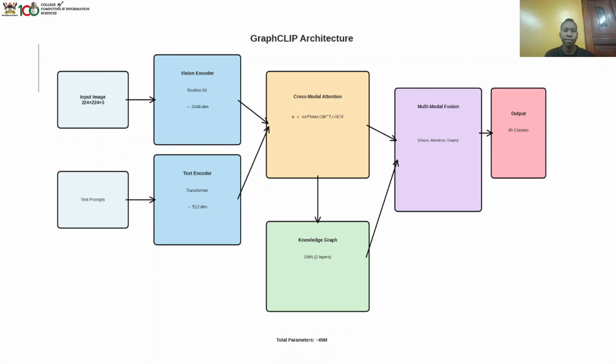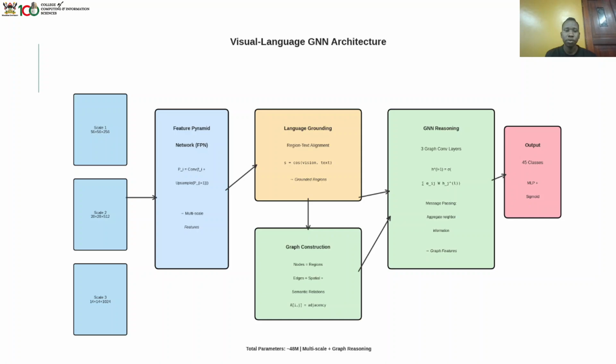So here the Graph CLIP architecture operates by the input image that we put going to the vision encoder, and also the text prompts input goes to the text encoder. Then they're all sent to the cross-modal attention, which depicts the knowledge graph and also the multimodal fusion, then gives the output. Then the visual language model, we have different scales which go to the feature pyramid, language grounding, and graph construction. Then we give it the GNN reasoning and get output.